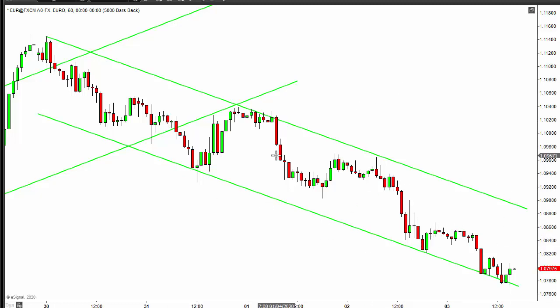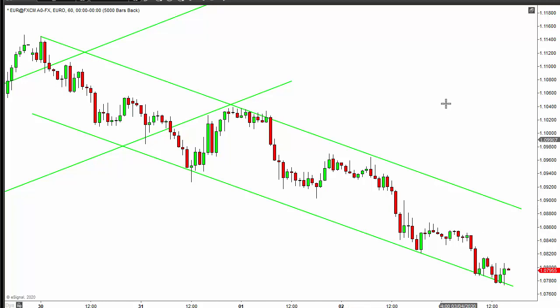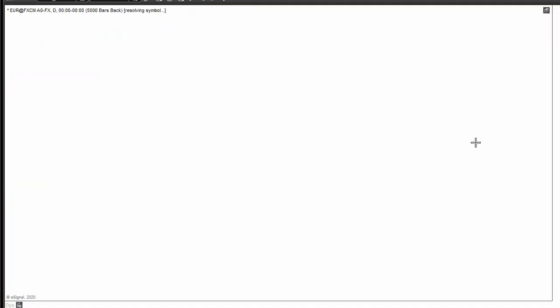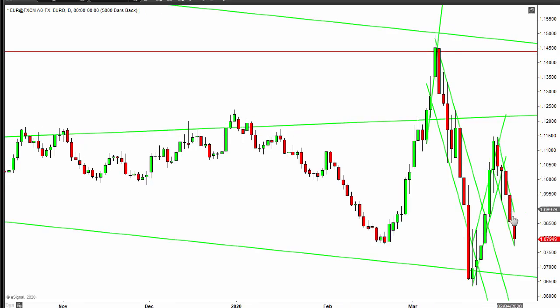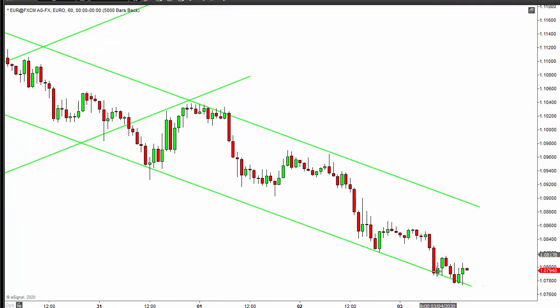I took these off before I pressed record today because I didn't want to show you everything in advance. So here we go. We've got this wonderful channel in place here. This is only an hourly chart of the euro. But despite the daily chart, let's go back to the daily. Despite the daily being pretty ugly at the moment, I would certainly look at that hourly and say, okay, maybe there could be another little bounce within the channel.